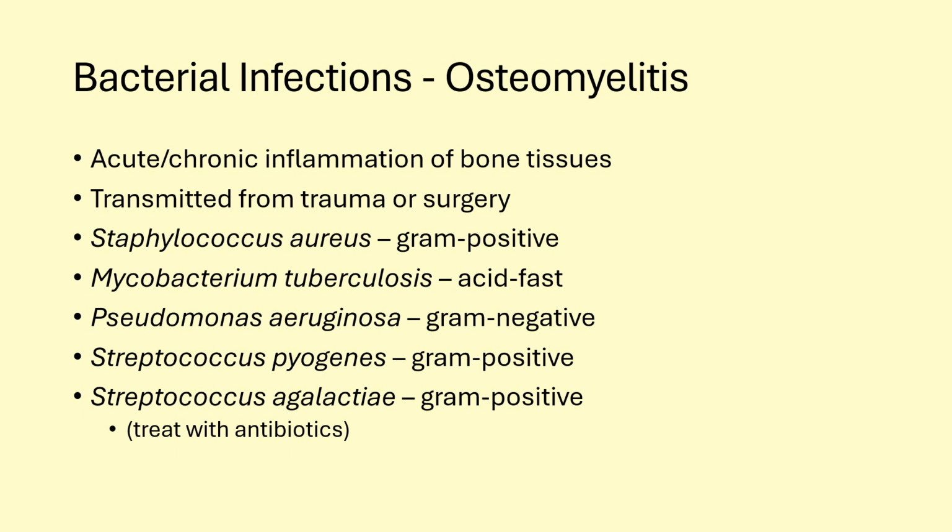Osteomyelitis is acute or chronic inflammation of the bone tissues. The causative agent can be transmitted either during surgery or from trauma. Some of the causative agents are Staphylococcus aureus, which is gram-positive, and Mycobacterium tuberculosis, which, remember, is acid-fast. Some books will list it as a gram-positive, but most don't. It's usually listed as acid-fast because it doesn't take up the gram stain very well because of the higher waxy content of its cell wall.